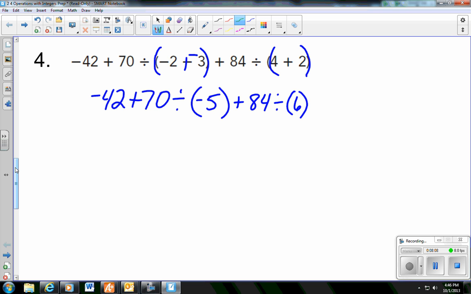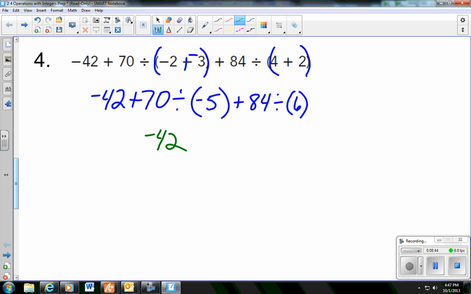So now one step. Notice this is why I did not do anything with the negative 42 and the 70. It says adding, but this says divide. So we're going to have to do 70 divided by the negative 5 before we do anything as far as adding the 70. So we've got 2 addition signs and 2 division signs. Adding, adding, dividing, dividing. So we have to take care of the 2 division signs first. So let's do that. So again, we're not doing anything with the negative 42.